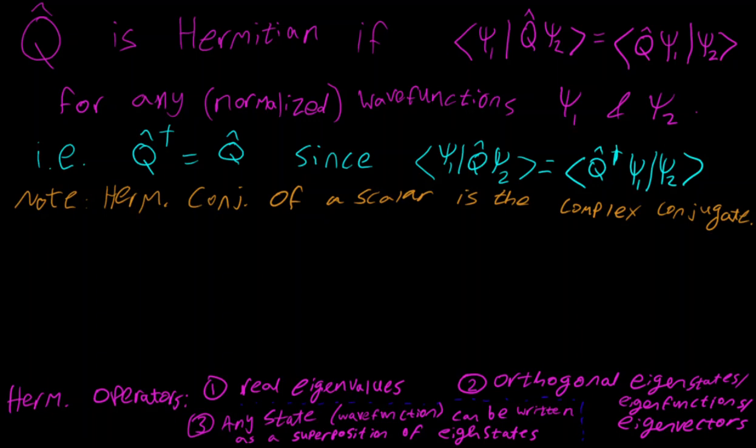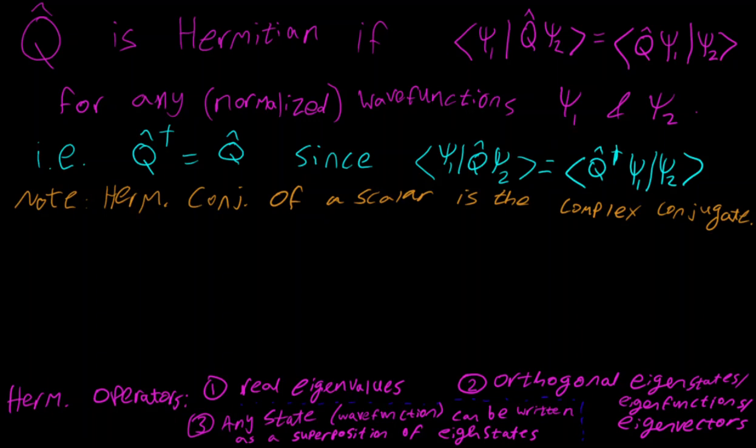So now we go on to the definition of a Hermitian operator. Q hat is Hermitian if this statement with inner products is true for any normalized wave function psi1 and psi2. This is also saying that the Hermitian conjugate of Q hat is equal to Q hat, right? Because this statement is true right here. And I'm going to write this in our integral notation just to get us used to that.